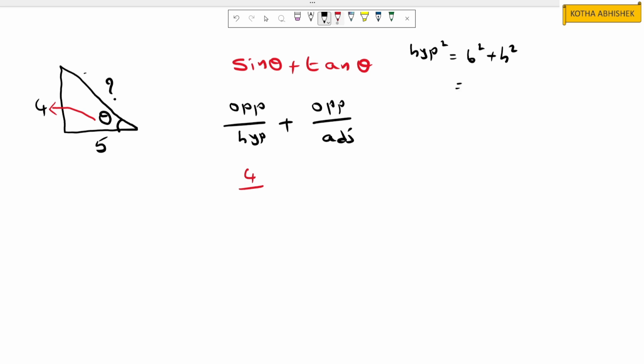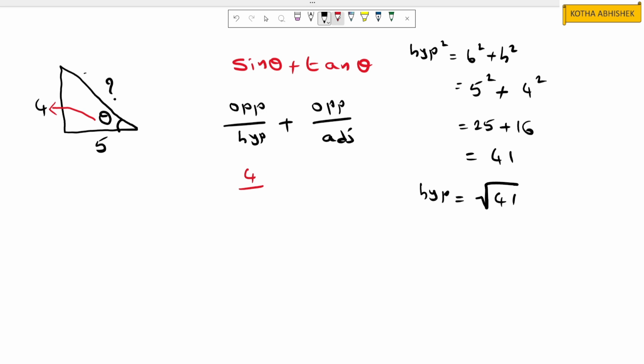Here hypotenuse is not given. Base is given as 5, so 5 square, plus height is 4, so 4 square. 5 square is 25 plus 4 square is 16. 25 plus 16 is 41. Hypotenuse square is 41. It means which number square is 41? Actually, there is no number whose square is 41. So that's why we will write hypotenuse equals under root 41.